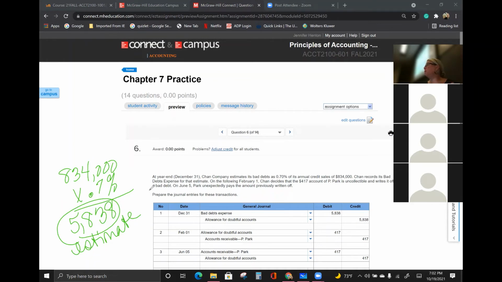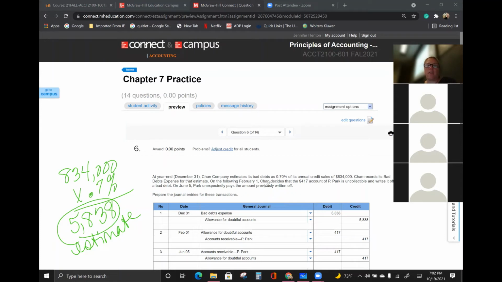So am I going to debit bad debt expense? No, because I'm not doing the direct method. I already set up my allowance. I already expensed the bad debt. So now I just want to offset what I've estimated. And that is debit allowance for doubtful accounts for 417. And then I'm going to credit the accounts receivable for Park for 417.